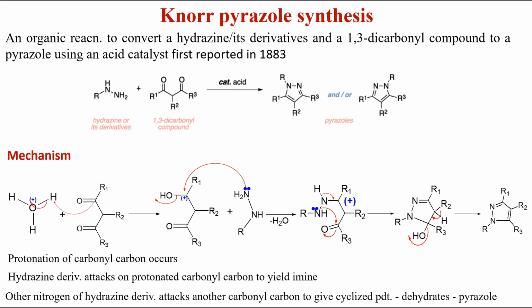This is given by Knorr, and hence it is named after him as Knorr-Pyrazole synthesis. Next class we can deal with the synthesis of another heterocyclic ring system.